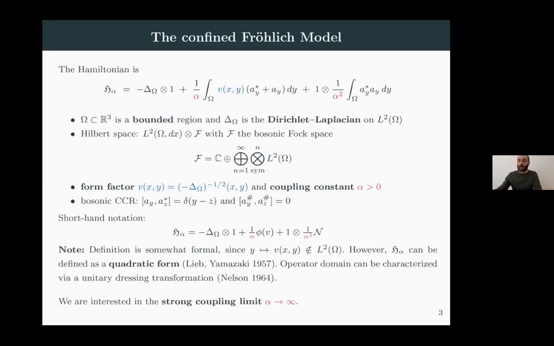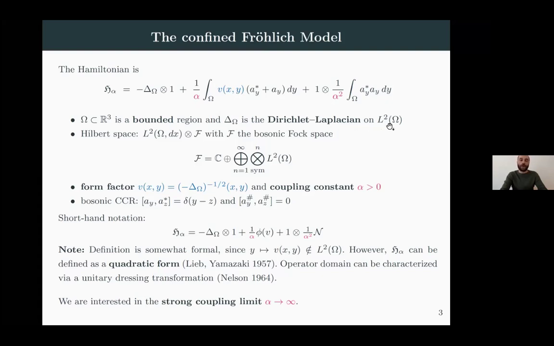So the model describing this physical picture is known as the Fröhlich model, which goes back to the 1930s. So this really comes from the early days of quantum mechanics. And it's defined by its Hamiltonian, which is a linear operator on a suitable Hilbert space. So let me walk you through the notation here. For this confined version of the model, we choose a bounded domain omega and then describe the kinetic energy of the electron in terms of the Dirichlet Laplacian on this domain.